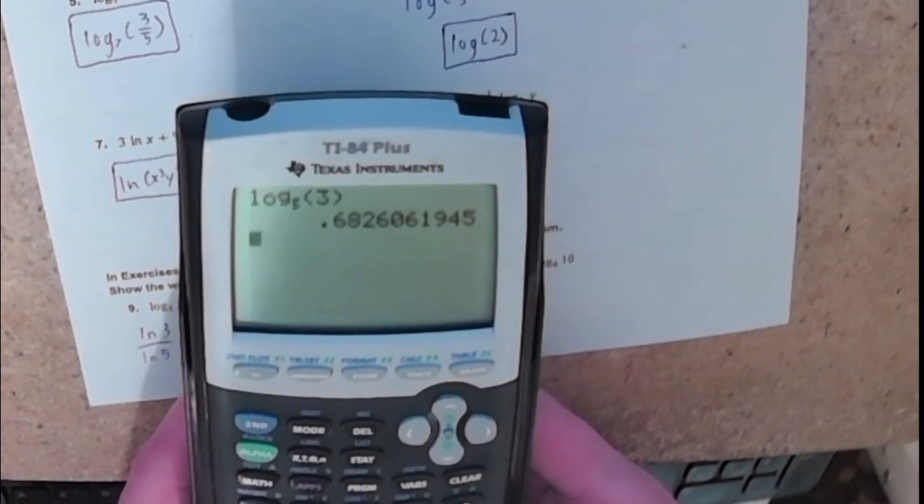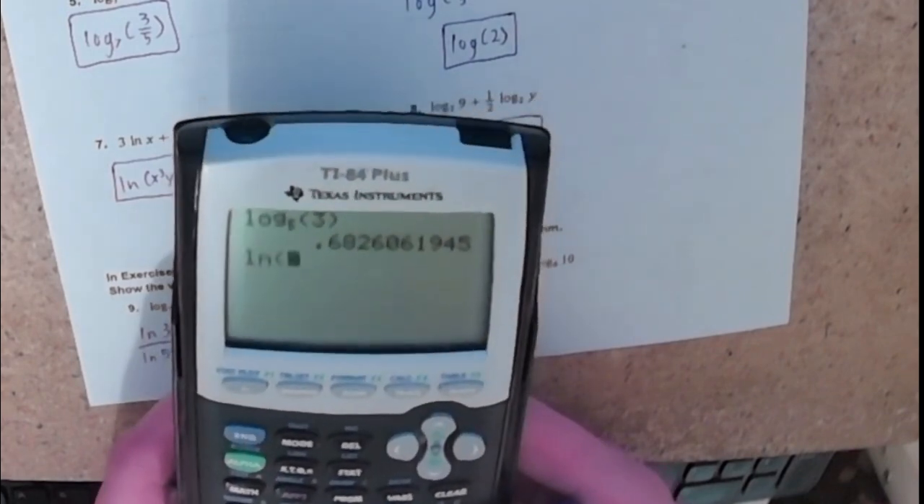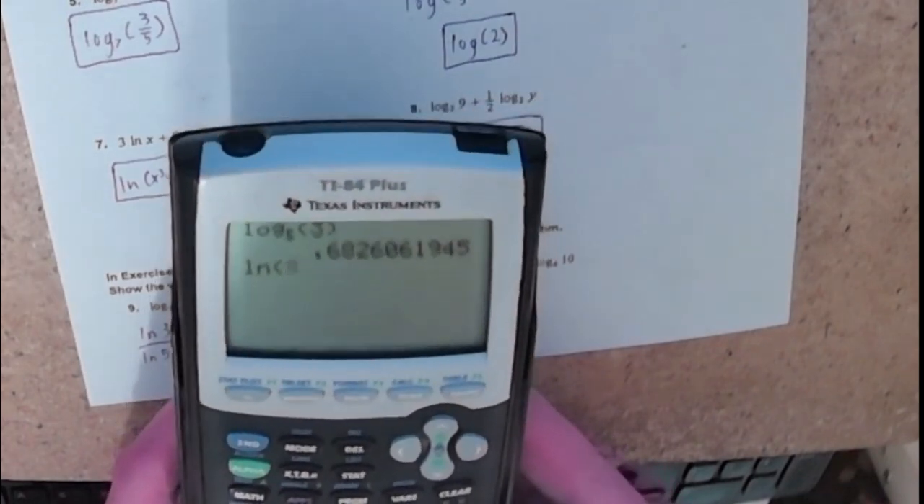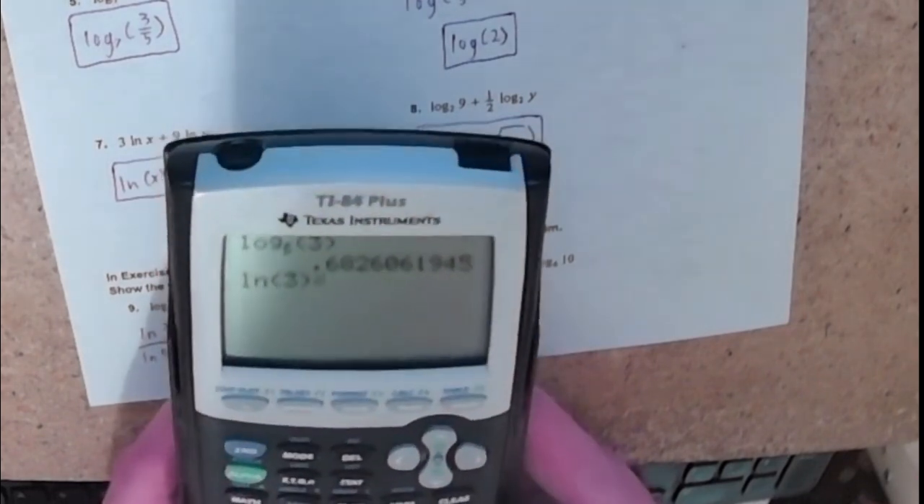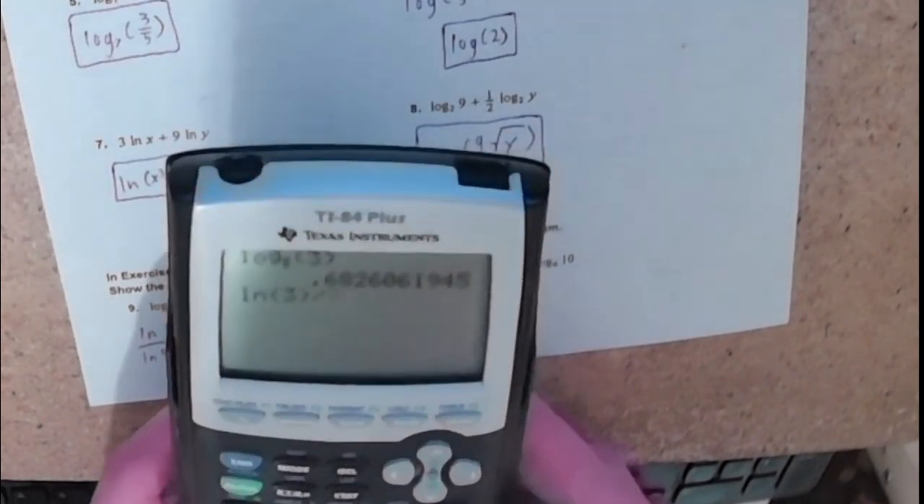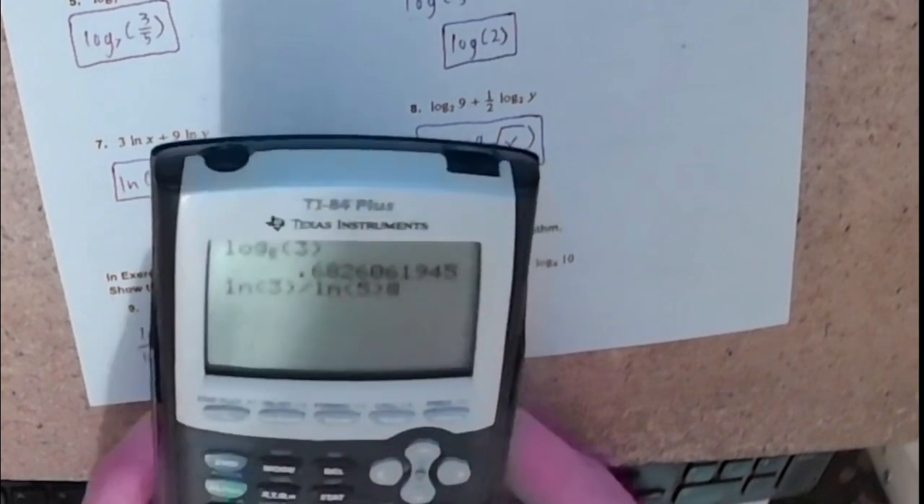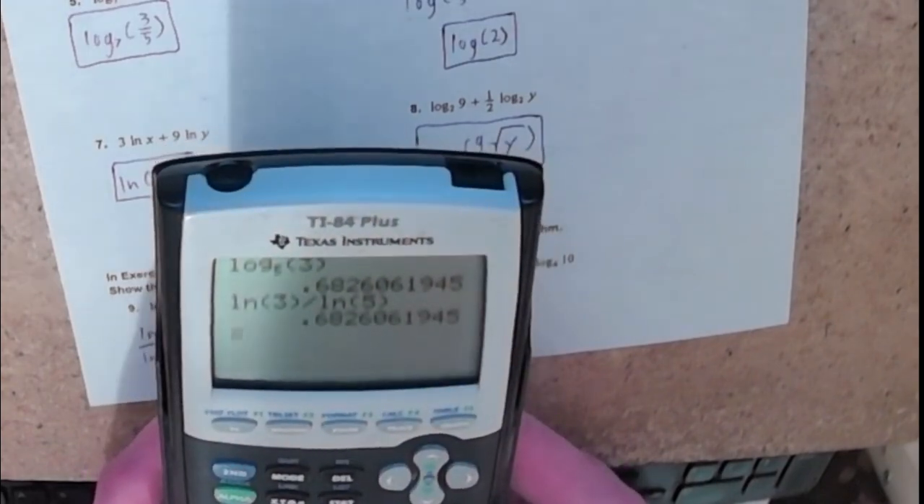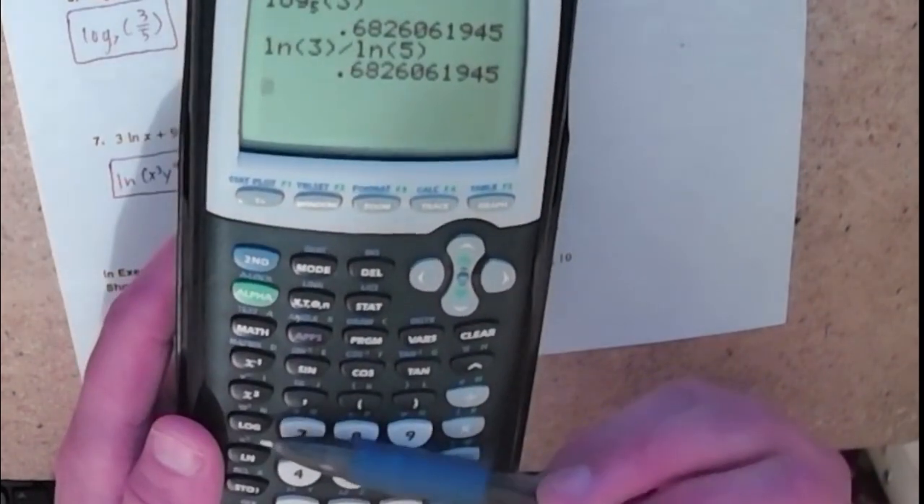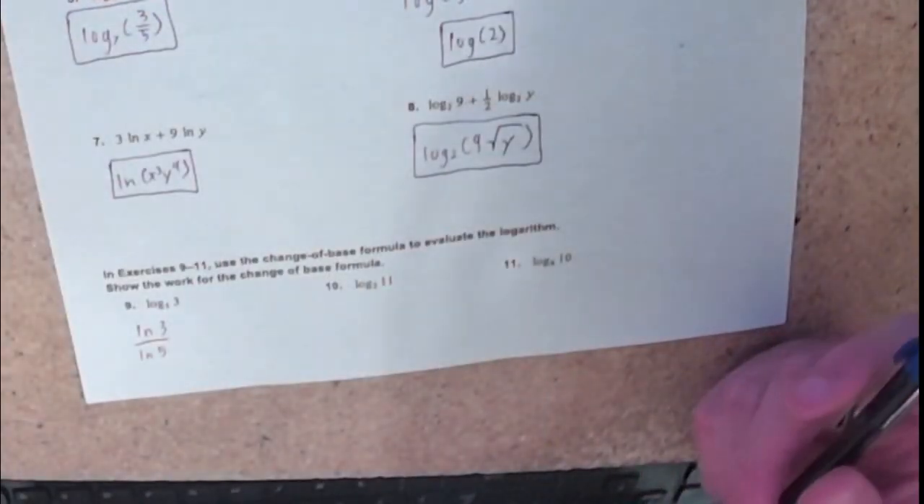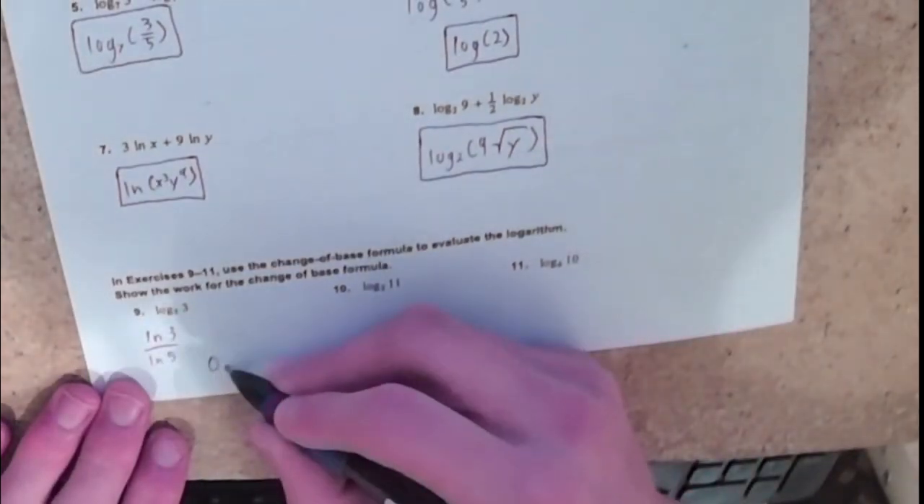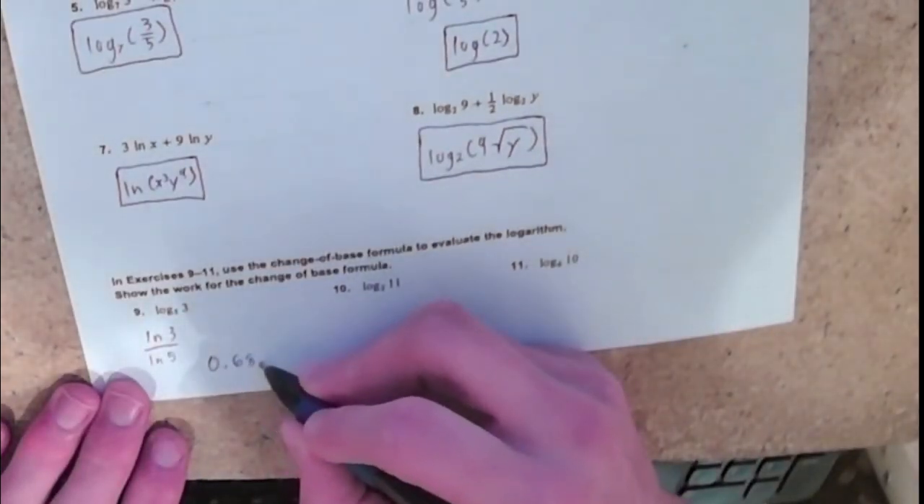We enter that in, and it's that number. And then we can do the natural log of 3, and then natural log of 5, which is the same exact thing. And that also works for the normal log 10 button, or base 10 log. And our answer is going to be 0.683.